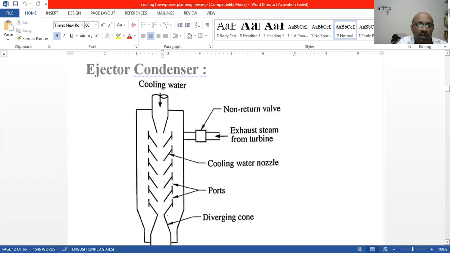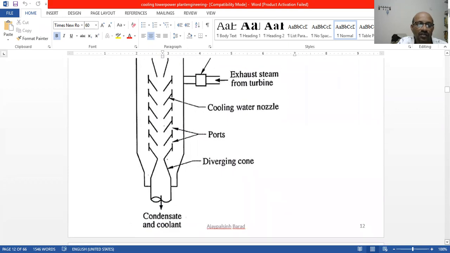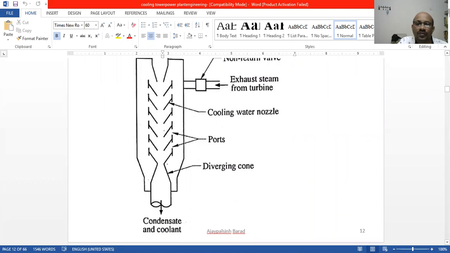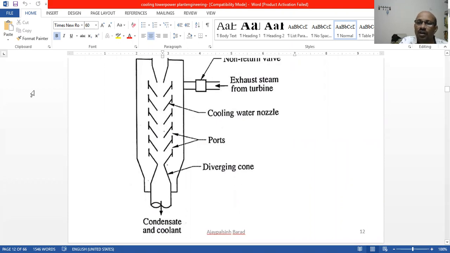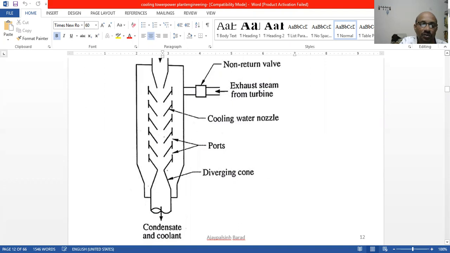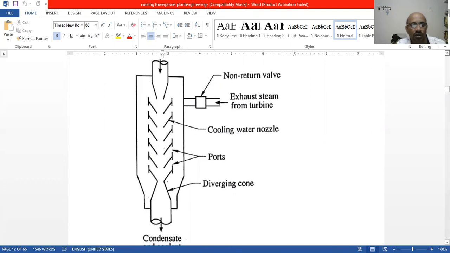In this, we do not have the means to remove the air. We are not going to remove that. So that is a non-return valve, and the ports will be there. A divergent cone will be there. Over there again the velocity of the condensate is increasing, and we send it into the hot well.